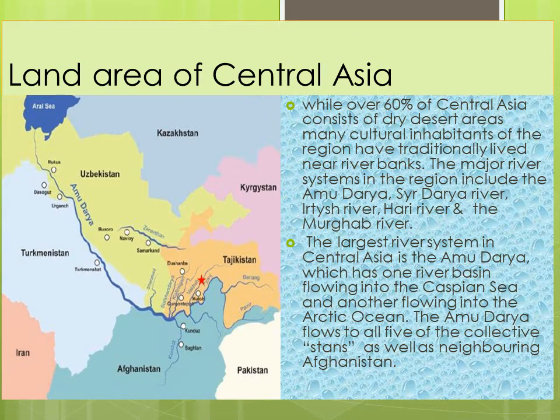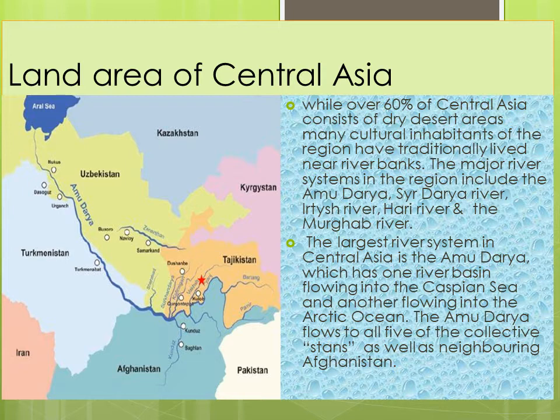Then comes the land area of Central Asia. As I have told you, children, 60% of Central Asia consists of dry desert area. There are many cultural inhabitants residing in this region, traditionally on the river banks. Whatever civilizations we have seen, children, it is all on the river banks. Nobody wants to go and stay away from the water resources.